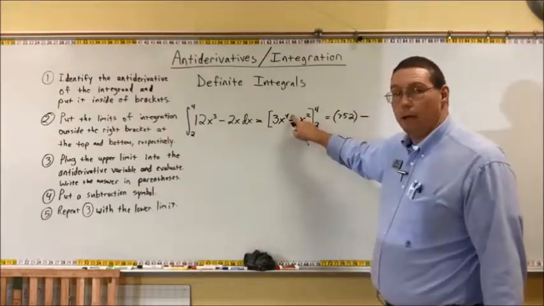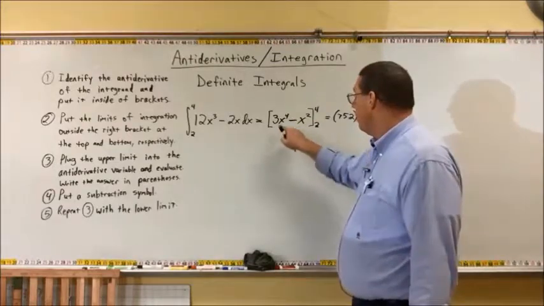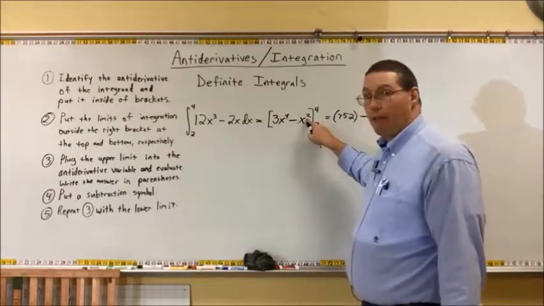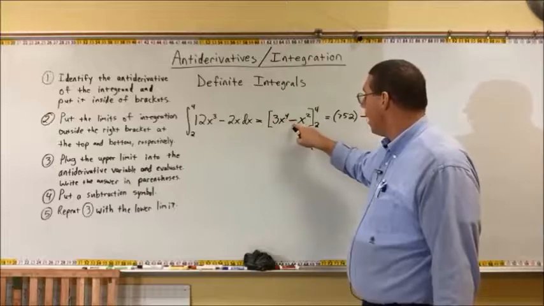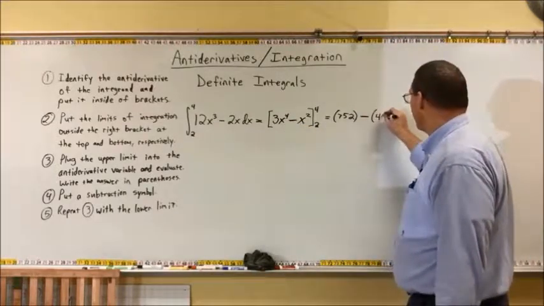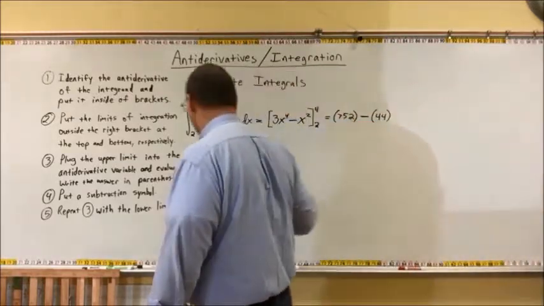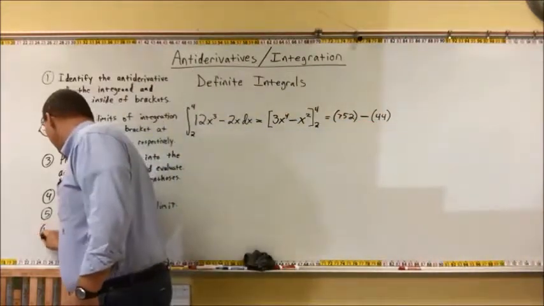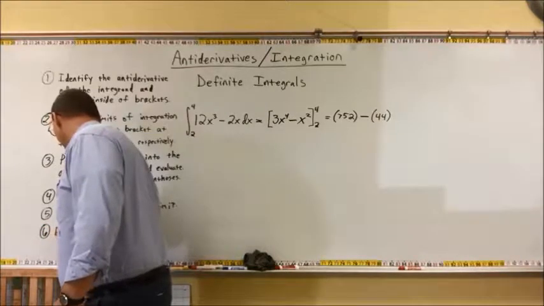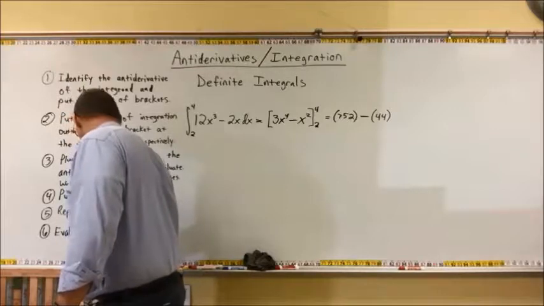2 to the 4th power, that's 16. 16 times 3 is 48. 2 to the 2nd power, that's 4. So 48 minus 4 is 44. And we're going to put it in parentheses right here. There we go. And so now, we have a difference. And step 6 is evaluate the difference.